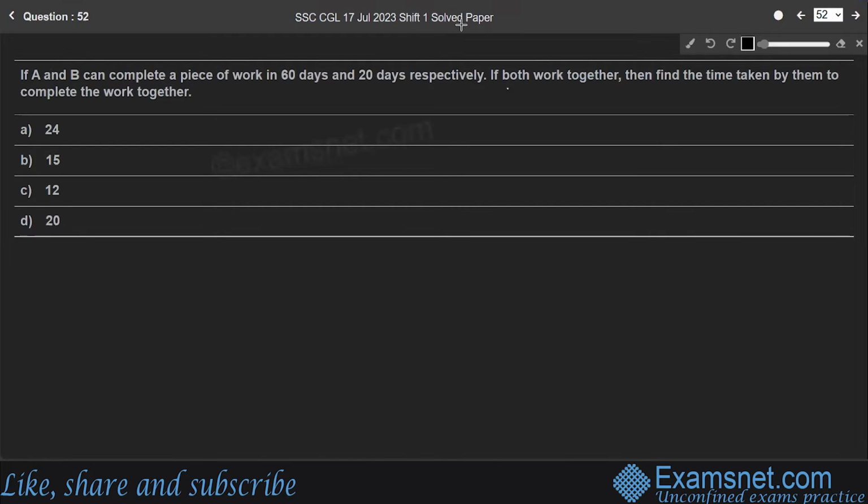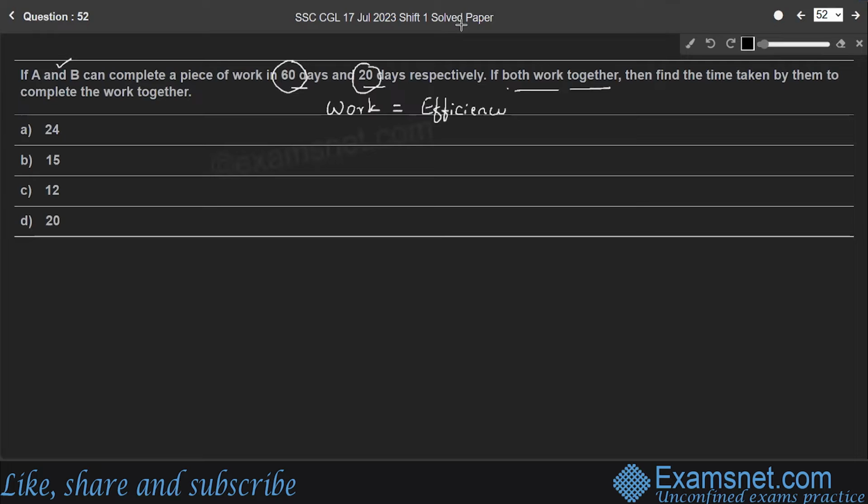Question 52. If A and B can complete a piece of work in 60 days and 20 days respectively, if both work together, then find the time taken by them to complete the work together. Here, A can complete a piece of work in 60 days, whereas B can complete it in 20 days. Before going to that, let us consider the work, time and efficiency relation. Work is always efficiency into time.